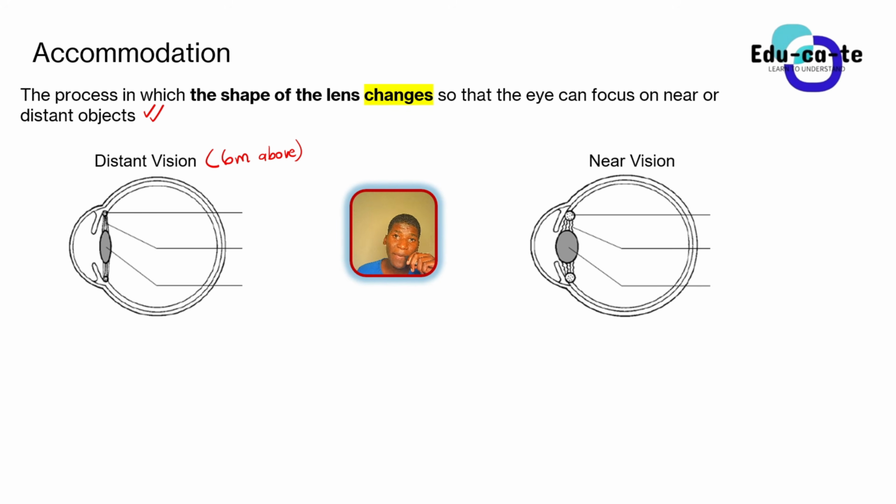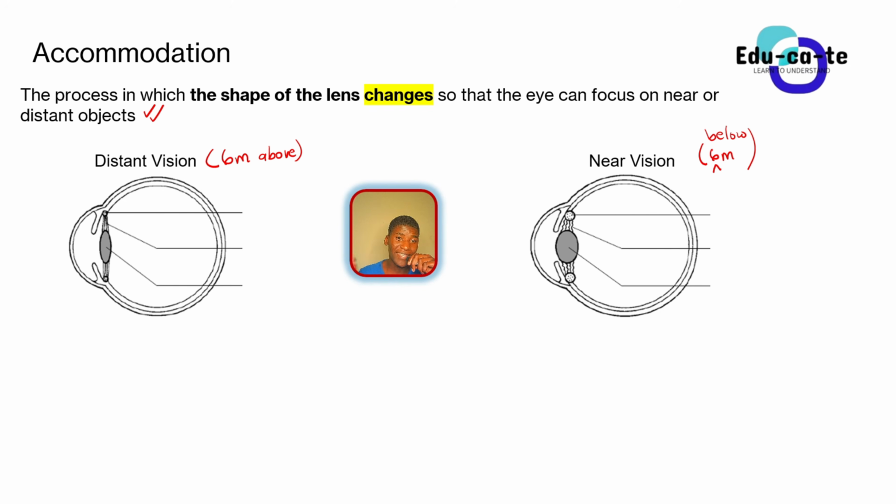And when you are talking about near vision, you are talking about something that is way closer to you, which is below 6 meters. So it means that's the distance between your eye and that particular object that you are focusing on.